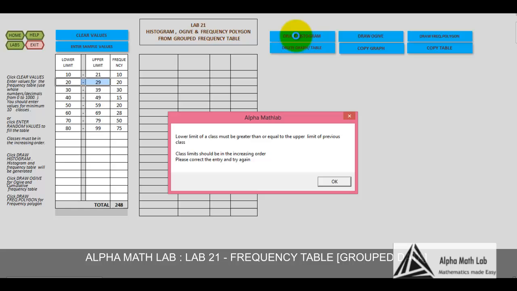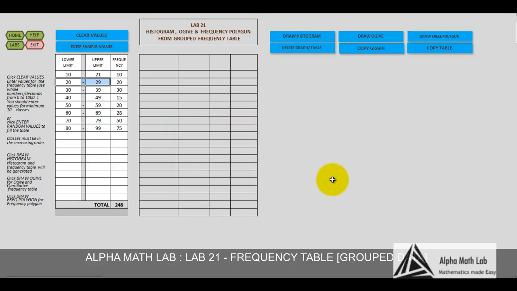It gives you a message box saying that lower limit of a class must be greater than or equal to the upper limit of the previous class. Class limit should be in the increasing order. Please correct the entry and try again. And it also shows in which class interval is the mistake.